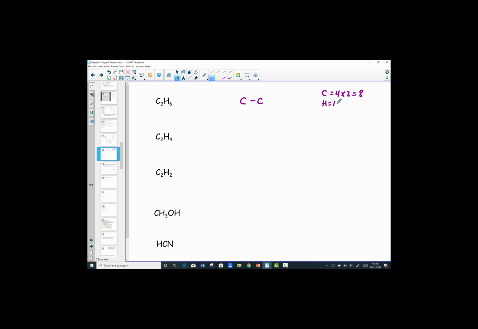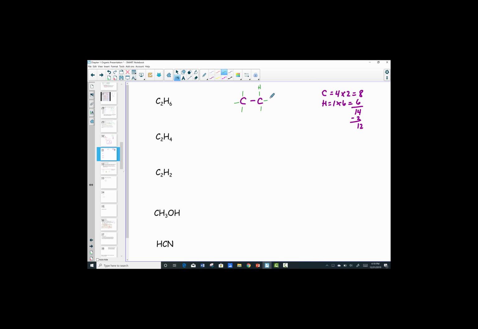Hydrogen lives in group 1, and there's 6 of them in this structure, so that means we have 6 dots to work with for a total of 14. When I connect the 2 carbons together, I've used 2 electrons. Now remember, we can attach hydrogens back to complete the 4 valence electron, the 4 bonds that carbon requires.